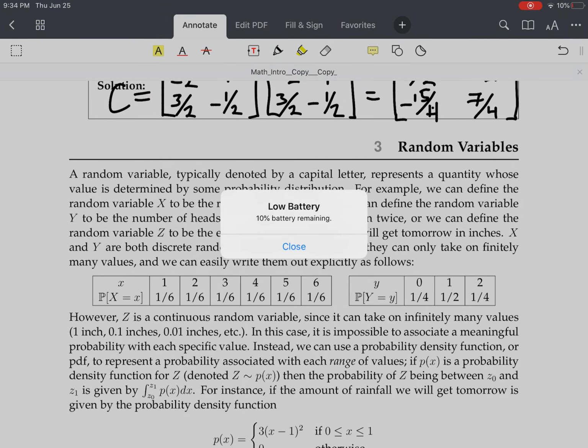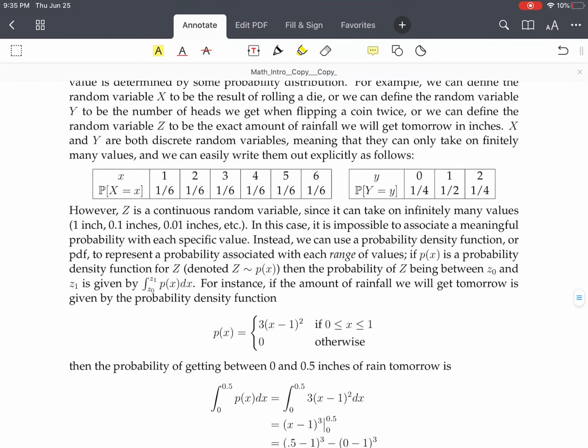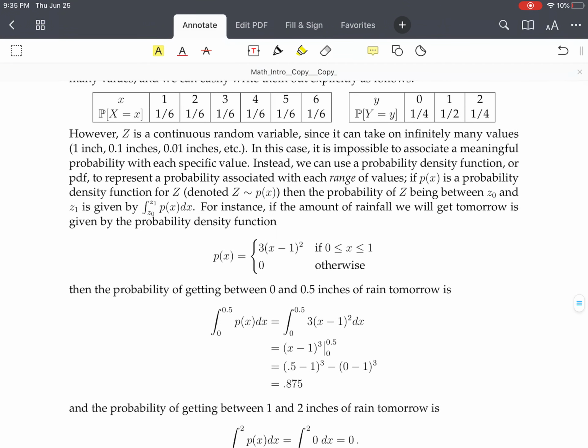But suppose we have a variable z, which is the exact amount of rainfall we'll get tomorrow in inches. So z could take on an infinite number of values, right? So there's no way we could make a table like this and write out all the probabilities. So instead what we do is we talk about ranges. So we'll have something called a probability density function, or a PDF, which we talk about right down here.